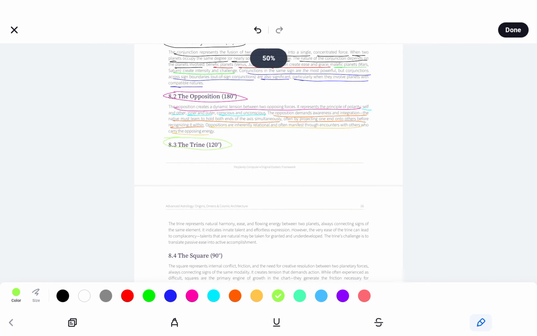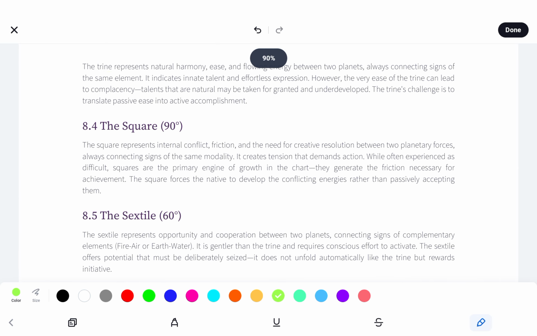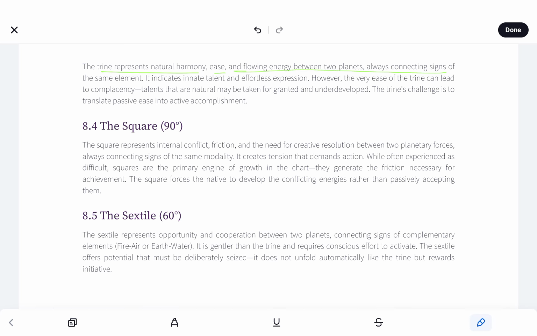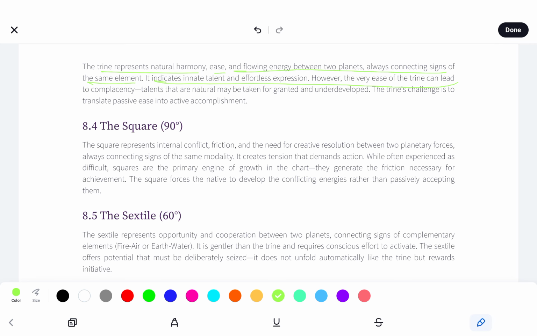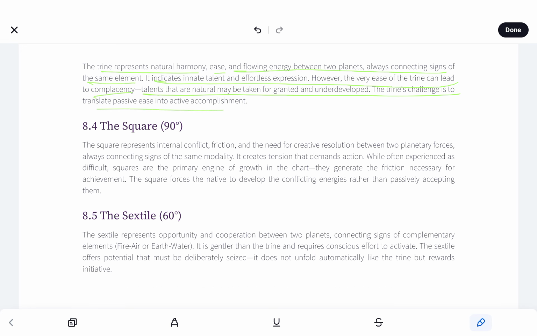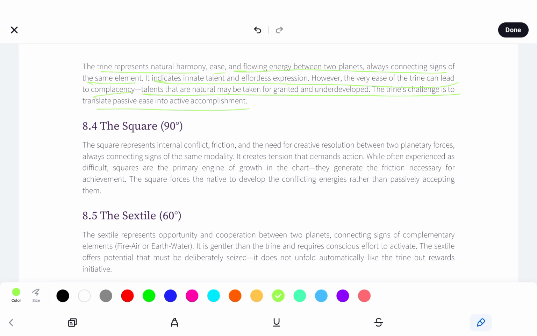The trine, 120 degrees, represents natural harmony, ease, and flowing energy between two planets, always connecting signs of the same element. It indicates innate talent and effortless expression. However, the very ease of the trine can lead to complacency. Talents that are natural may be taken for granted and underdeveloped. The trine's challenge is to translate passive ease into active accomplishment.